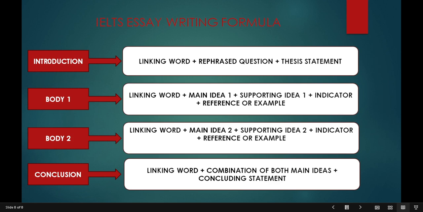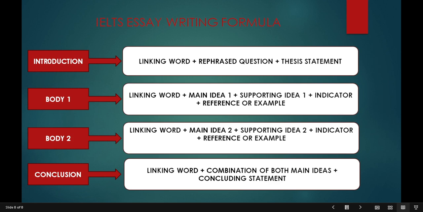Your body paragraph should have your linking word plus your main idea one, that's a declaration of your point. Then the third is your supporting idea, that's a detailed explanation of the main idea you've already declared. Then an indicator. I call it an indicator, but they are more like transitioning words from your supporting ideas to your reference or example. So I call them indicators, indicating an example.